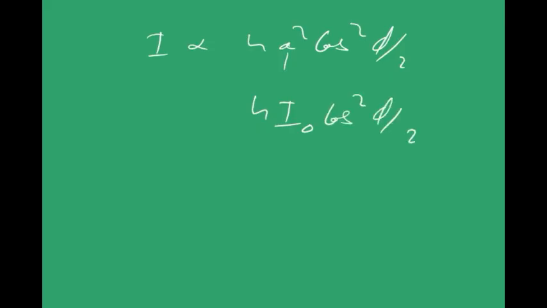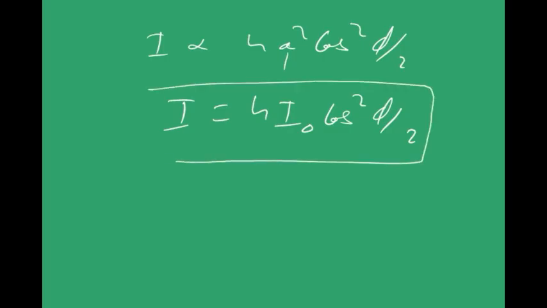So intensity is proportional to amplitude square, right? So my net intensity should be proportional to 4a square cos square phi by 2. If a square corresponds to I naught, my net intensity should be 4 I naught cos square phi by 2. So this is the resultant intensity, and this agrees with what we have done just now. For phi equal to 0 or 2 pi or 4 pi, you get constructive interference, and for phi equal to plus or minus pi or plus or minus 3 pi and so on, you're going to get destructive interference.